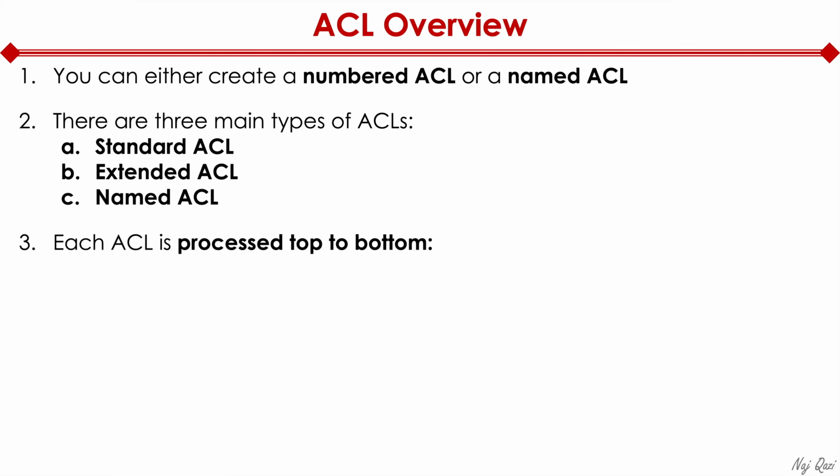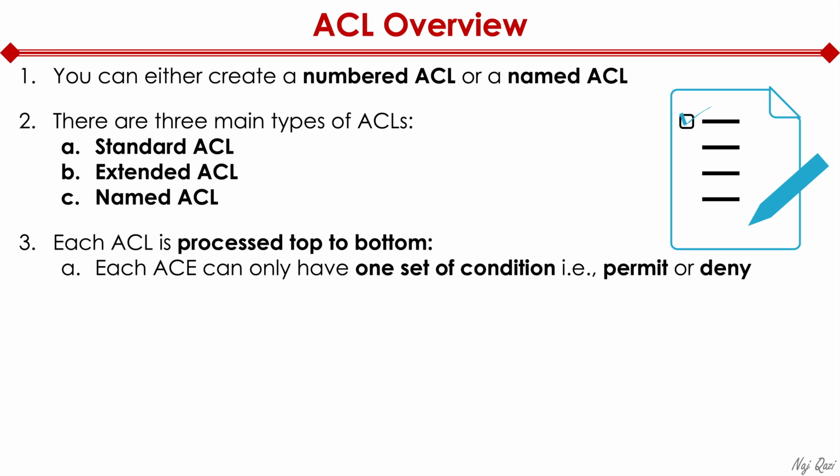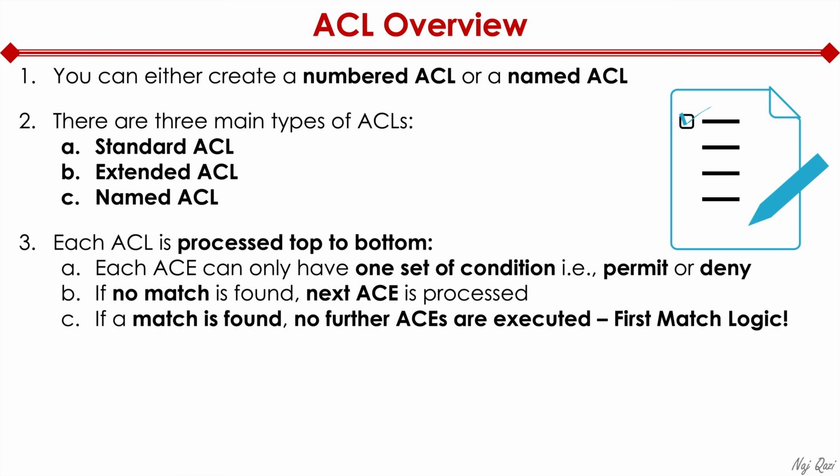Each ACL is processed top to bottom. Each access control entry can only have one set of conditions: either permit or deny. If no match is found, next ACE is processed in that list. If a match is found, that's it. Processing stops, no further ACEs are executed, and the whole idea here is first match logic.